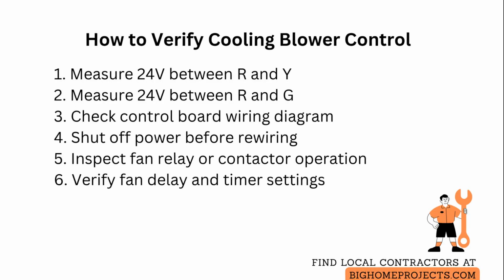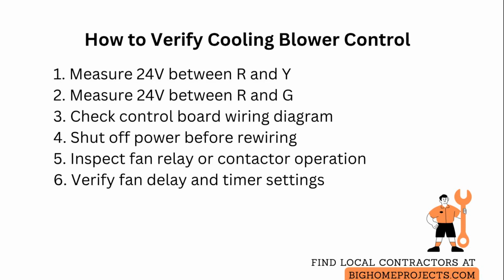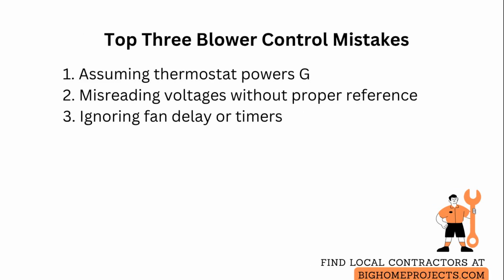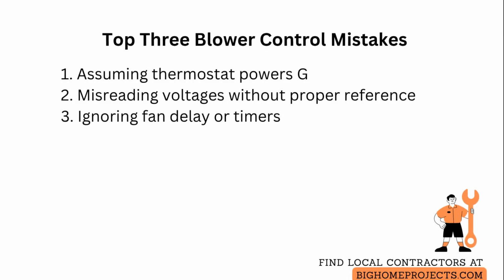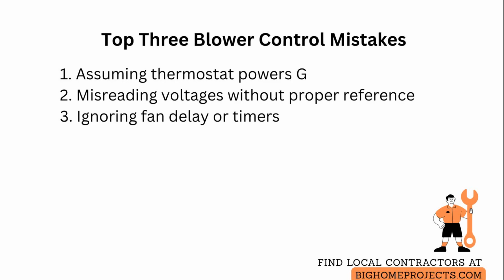Always shut off power before changing wiring and follow the specific wiring diagram for the system because manufacturers vary connections and logic behavior. Common mistakes include assuming that the thermostat must always directly power the G terminal when the cooling call is present, which is not true for boards that internally link Y to G. Check the schematic to confirm how your board handles fan control.